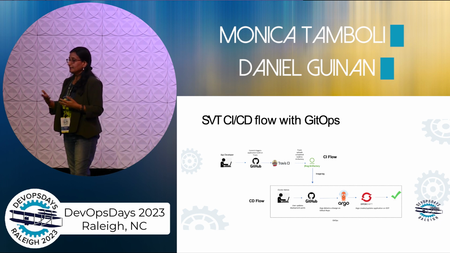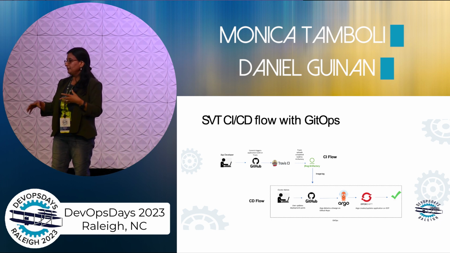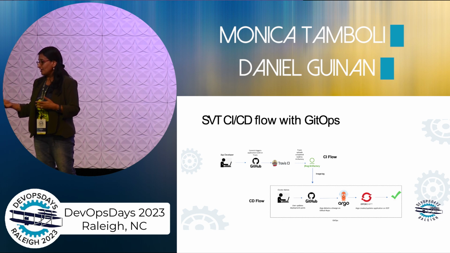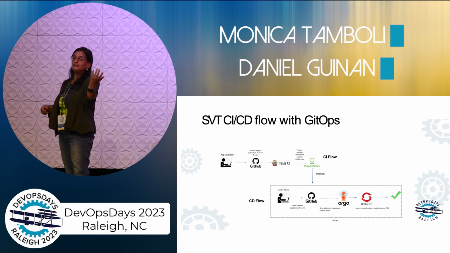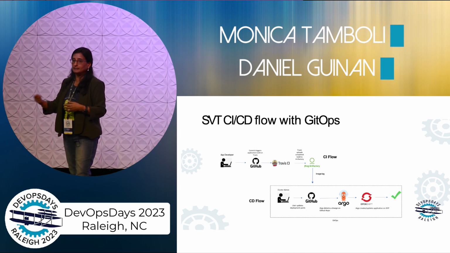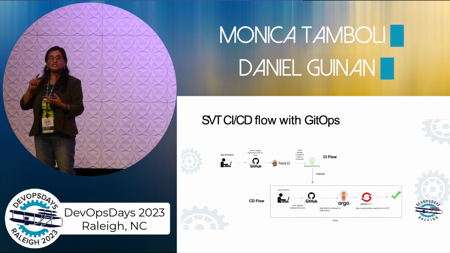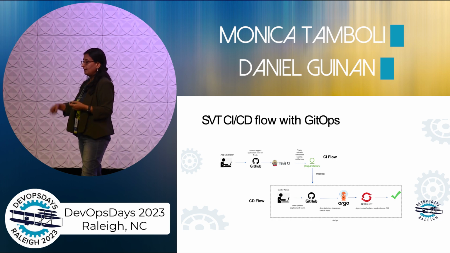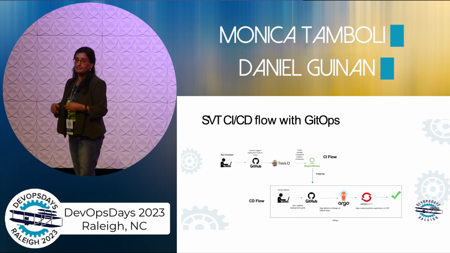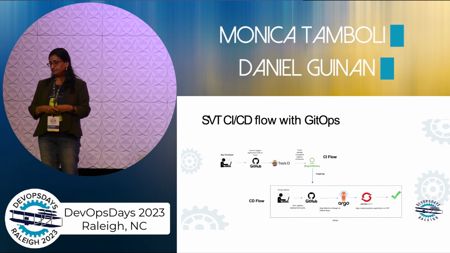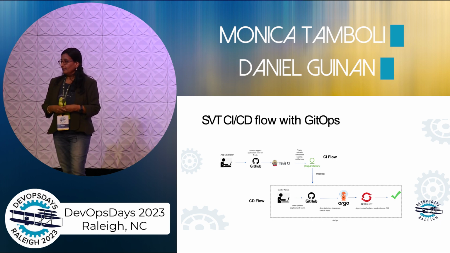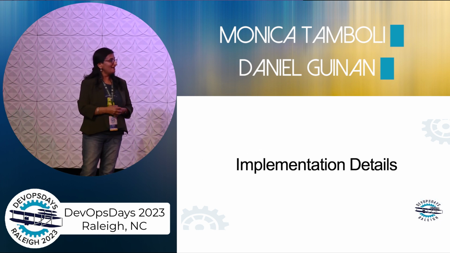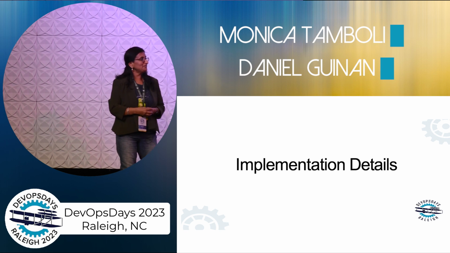And of course, for that to happen, we have a CI where we are using Travis. If the app developer makes a change, Travis will build the application, build the container image, and push it to the Artifactory, which is being used by the deployment there. Right, I think I'll now have Dan go through the implementation details.